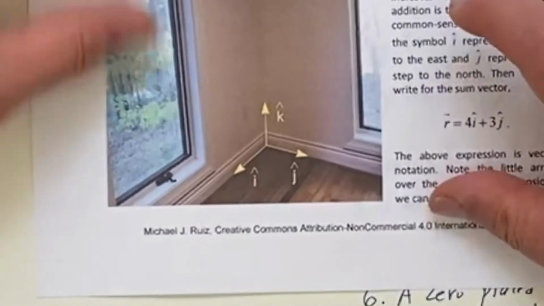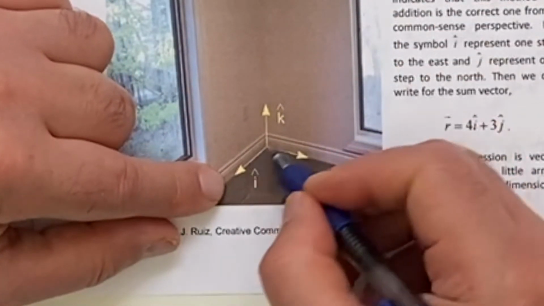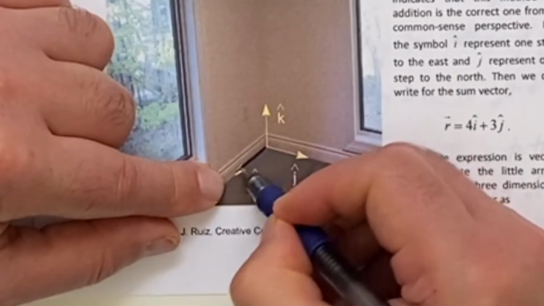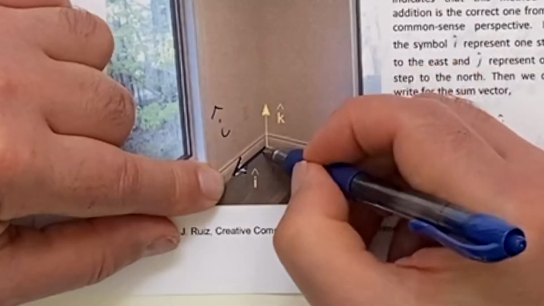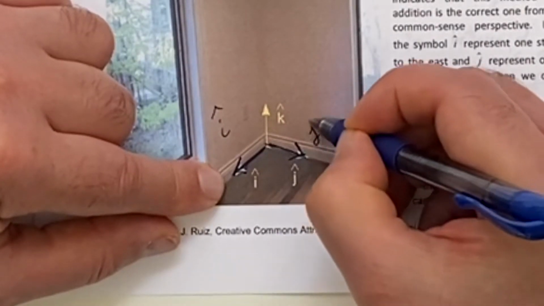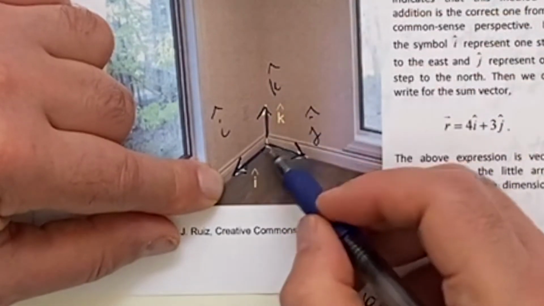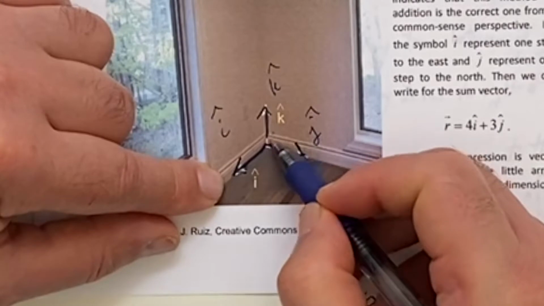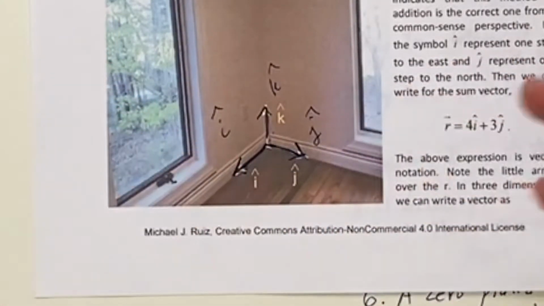Here's a better example. Here's my room, master bedroom, where you're looking at a little i vector, and this one going this way is a j vector, and this one going up is a k vector, corresponding to x, y, and z, the 3 dimensions of a room.